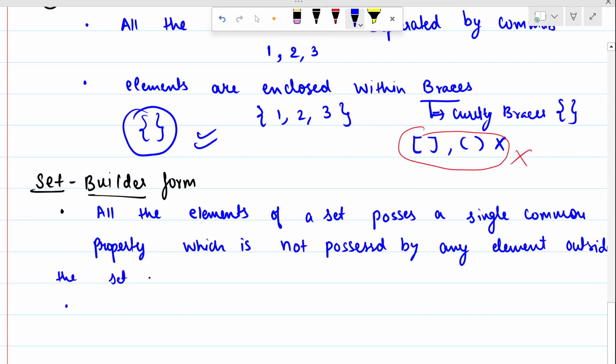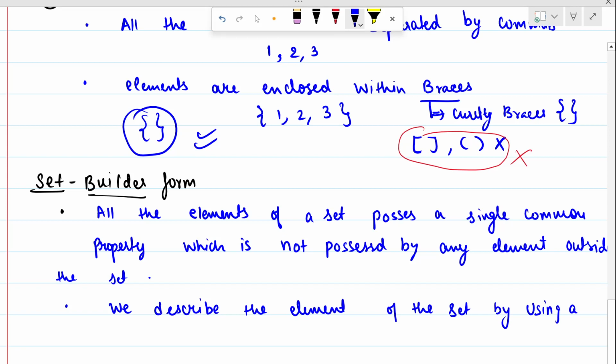Second, we describe the element of a set by using a symbol X or any other symbol.